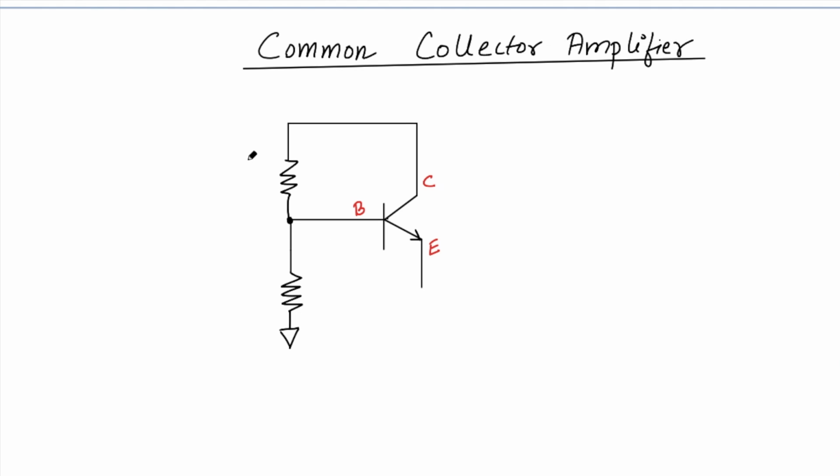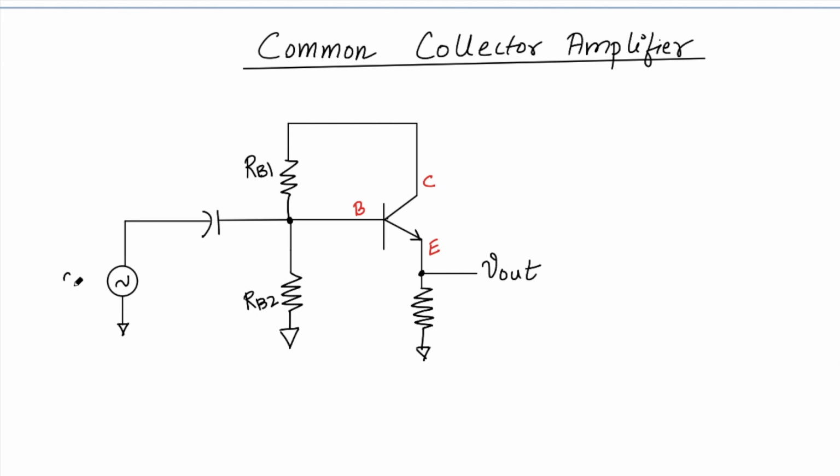I'll be biasing with two resistances, RB1 and RB2. And since I have to observe the output at the emitter, definitely I need to put a resistance here, so that I can convert the current into voltage. Otherwise, if I don't use a resistance, I will not be able to see the output. So this will be my V out. And of course I need to supply my input through a capacitor, just like we did in the common emitter. This is my V in.